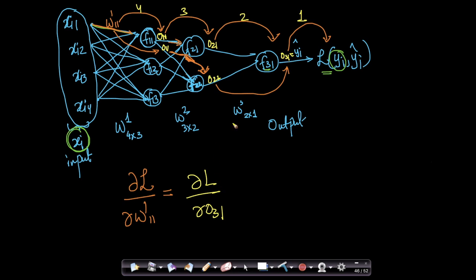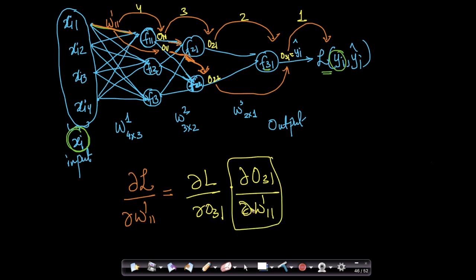Okay, so if I say dL by dO31 into dO31 by dW111, this is fair, right? I can write this like this. Now the challenge here is, how do you compute this? So this is straightforward. We have been seeing this. This path. So this is step 1.